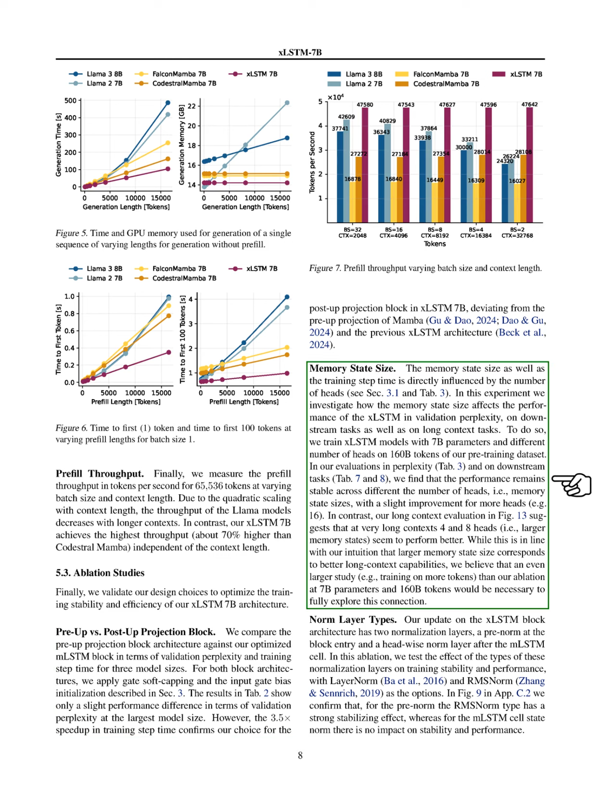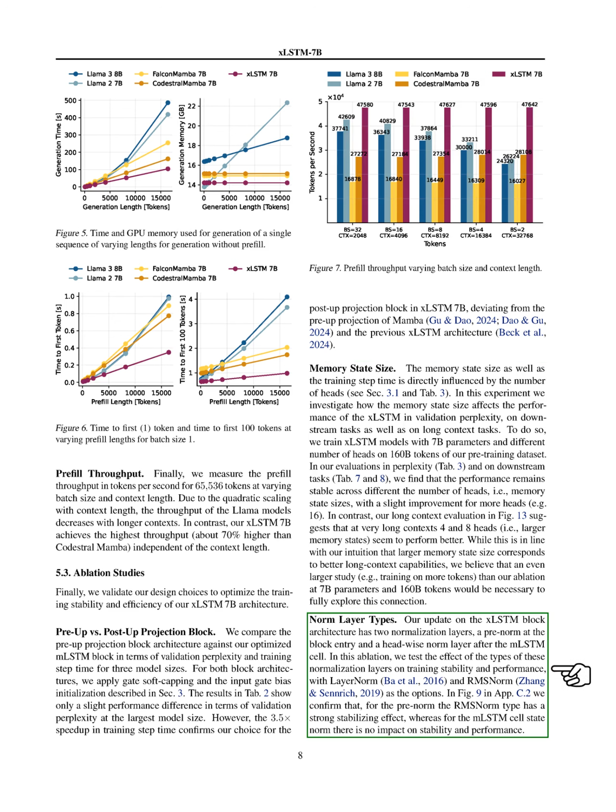We investigate how the memory state size, influenced by the number of heads, affects the performance of the xLSTM in terms of validation perplexity and downstream tasks. We train xLSTM models with 7 billion parameters and various head counts on 160 billion tokens from our pre-training dataset. Our evaluations indicate stable performance across different head counts, with slight improvements for more heads, particularly at 16. However, our long context evaluations suggest that using 4 and 8 heads yields better results for very long contexts. We believe that further studies with larger datasets would be beneficial to explore this relationship more thoroughly.